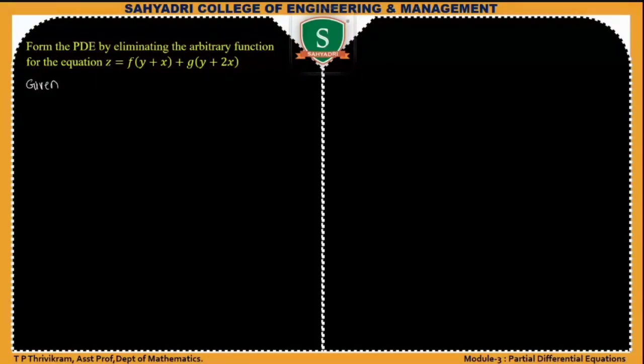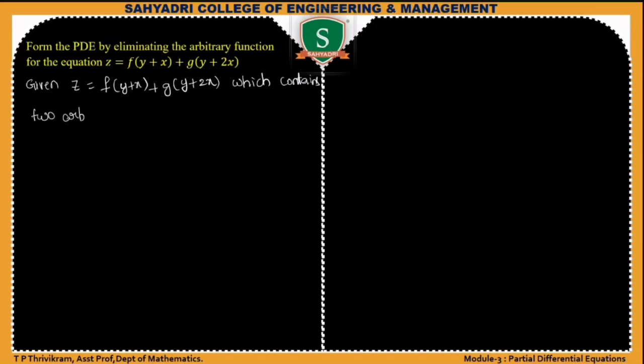Given z is equal to f of y plus x plus g of y plus 2x, which contains two arbitrary constants. Okay, now how will you solve this kind of equation?